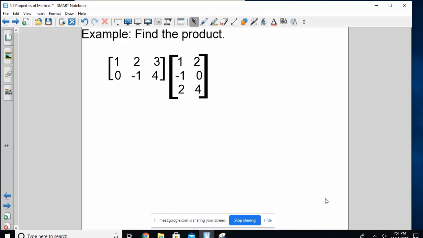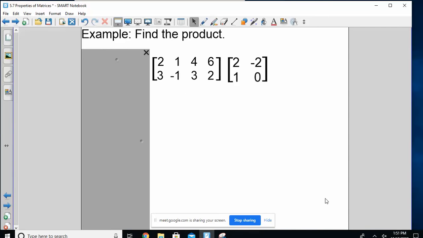Let's say I gave you this one. What is the size of the first matrix? 2x4. Okay, what about the second? 2x2. So, can I multiply those? No. The middle numbers don't match, so my answer is no solution. I can't do those. Or undefined.